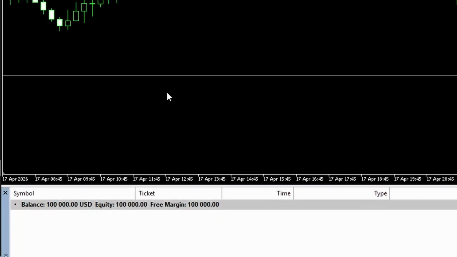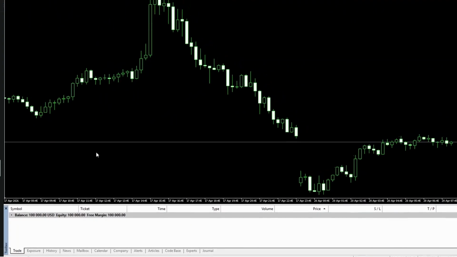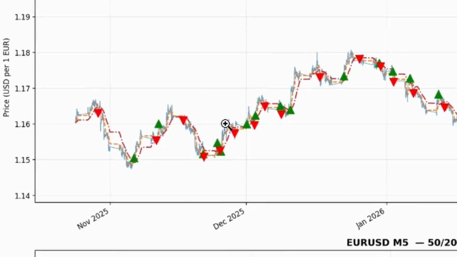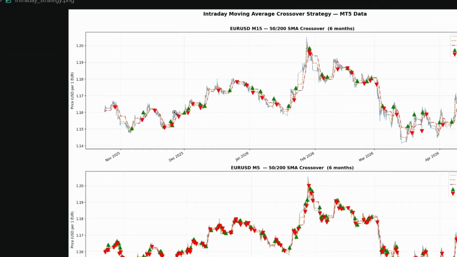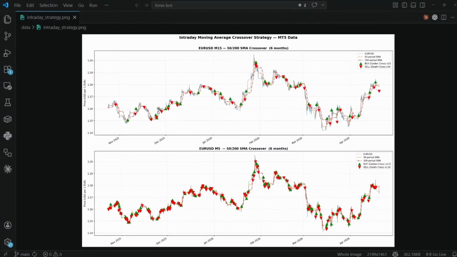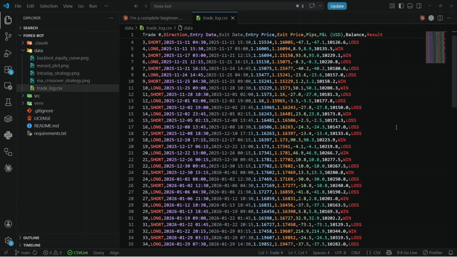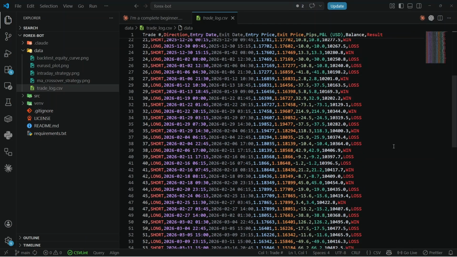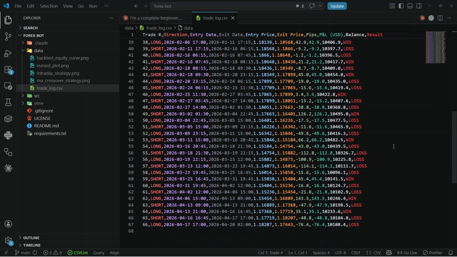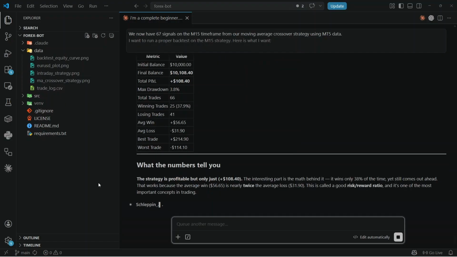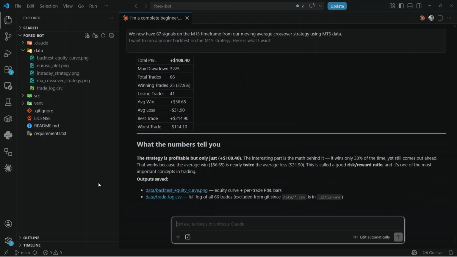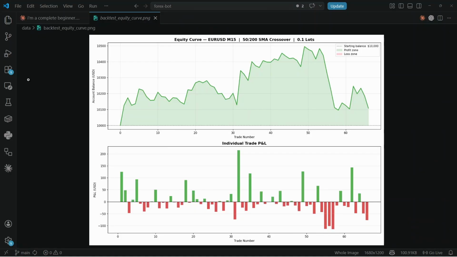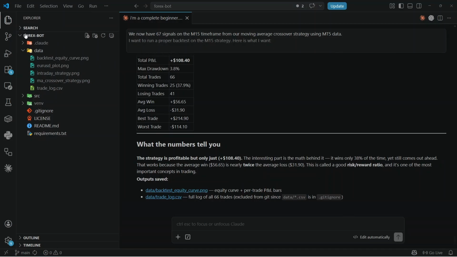Start with a simulated balance of $10,000. For every buy signal, enter a long trade and exit at the next sell signal. For every sell signal, enter a short trade and exit at the next buy signal. Track every single trade: entry date, entry price, exit price, profit or loss in pips and in dollars. Calculate the overall results: total trades, win rate, total profit or loss, and final balance. Plot the equity curve showing how the balance moved over time. Save a full trade log as a CSV file and use a fixed trade size of 0.1 lots throughout.